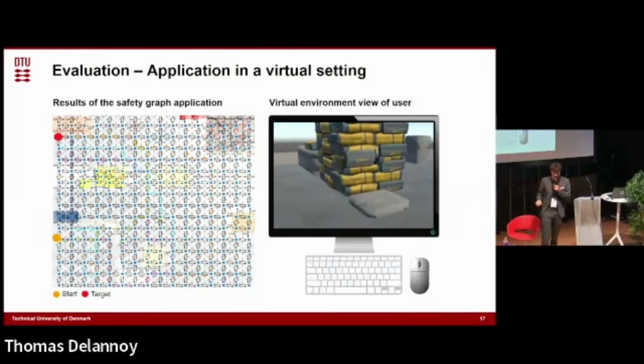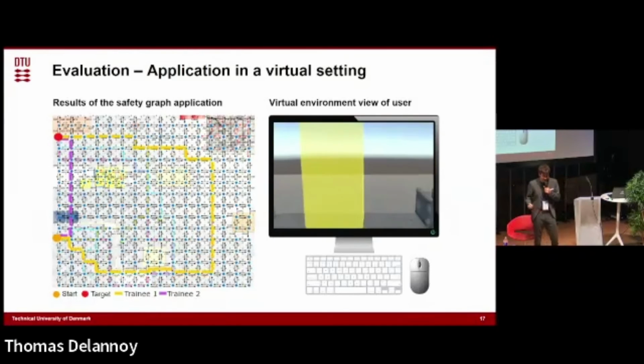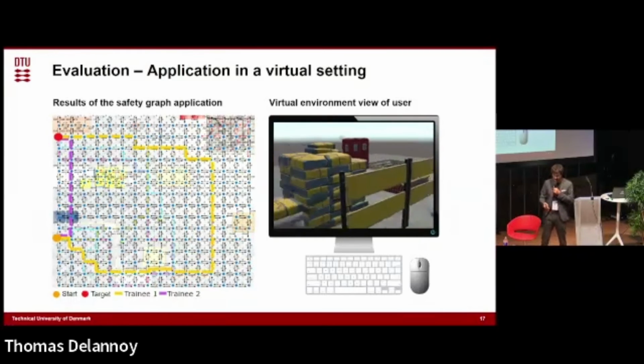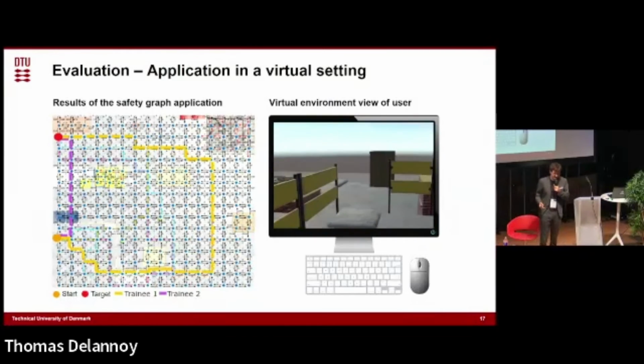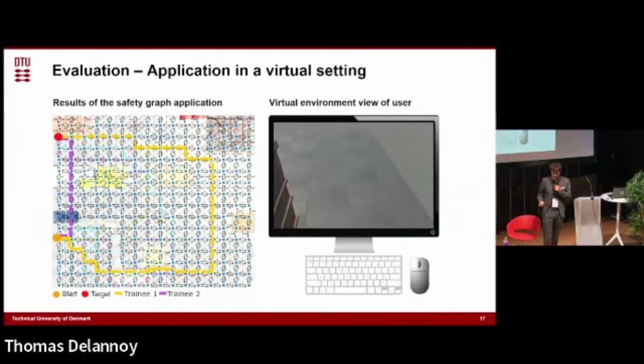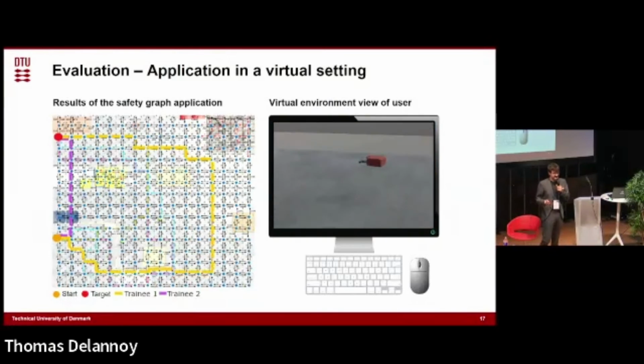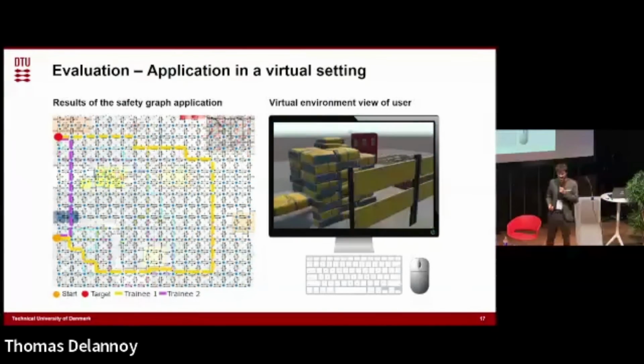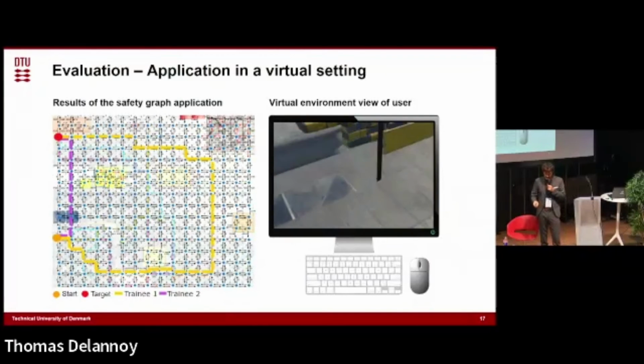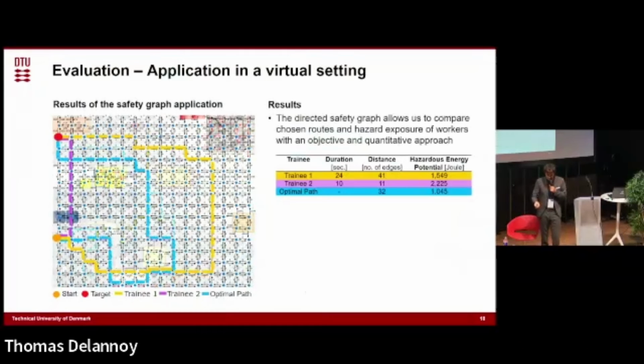We did this with multiple users. I only show now the result of two. The first one takes a quite deviating path to the target location, trying to avoid all the hazards in the scene. And the second one, in purple, takes just the shortest straight path, which is much faster. But as we see now in the hazardous energy, which you can see in the table on the right, the purple one was exposed to much more hazards. In a quantitative measure, here 2,200 joules, the first one 1,500.